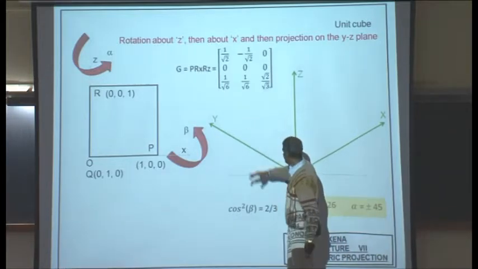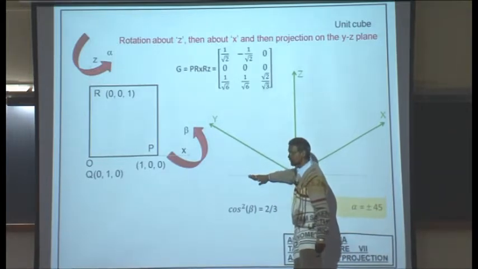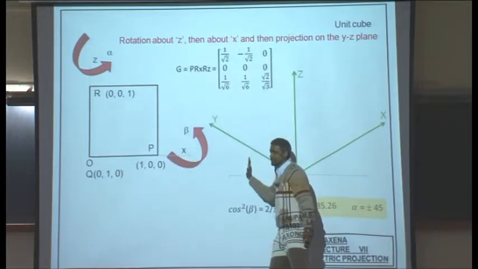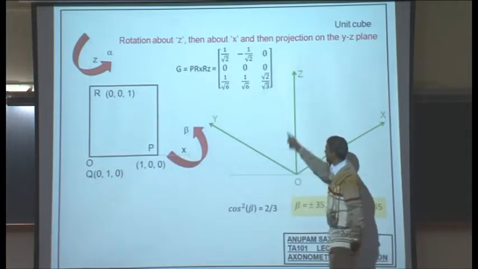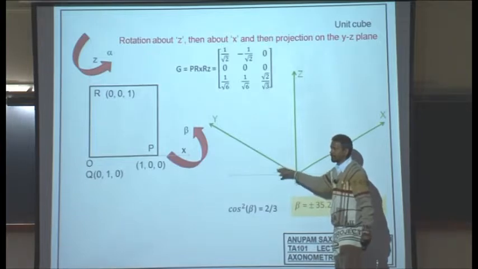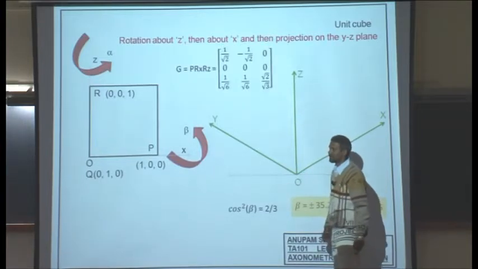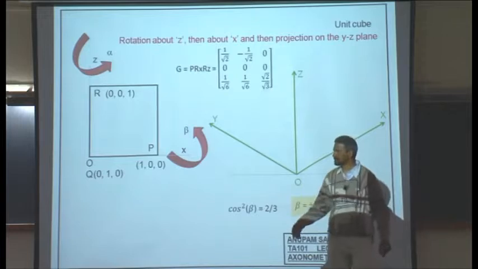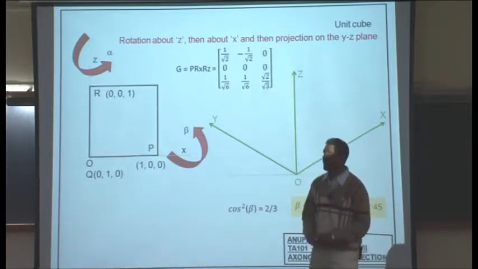Okay? So the x coordinate is minus 1 over root 2. The z coordinate is 1 over root 6. Tan of minus 1 over root 3, which is 30 degrees on the other side. Okay?